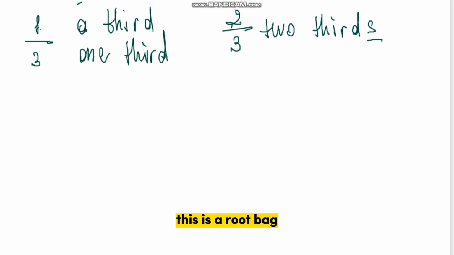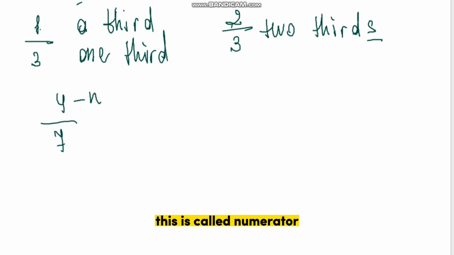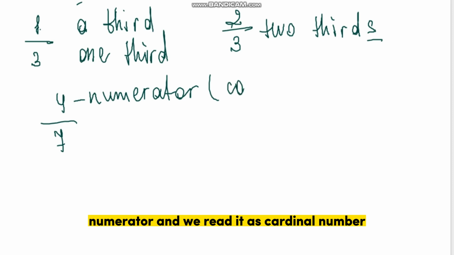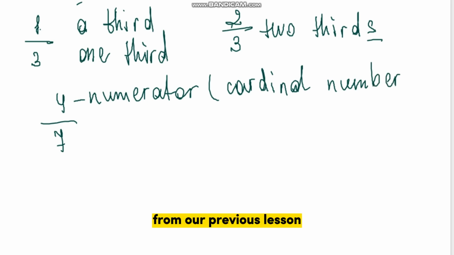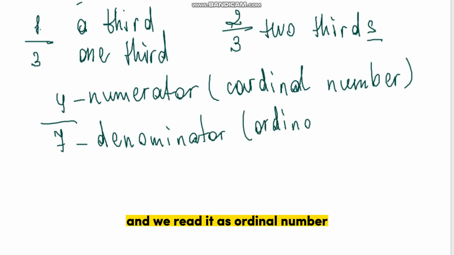This is a rule: when we read the fraction, first we say the upper part, this is called the numerator, and we read it as a cardinal number. Do you remember cardinal numbers from our previous lesson? You can go and watch that lesson. It's in the number chapter. And the bottom part is called the denominator, and we read it as an ordinal number.